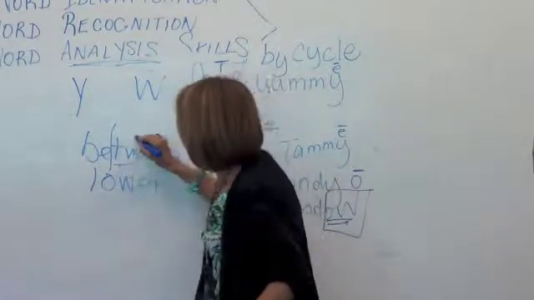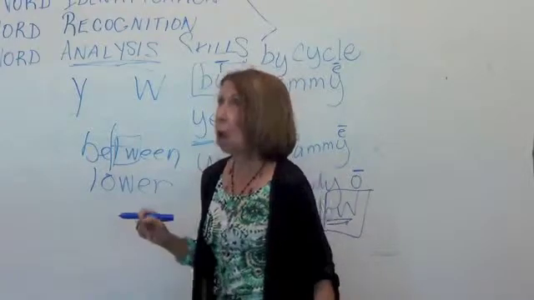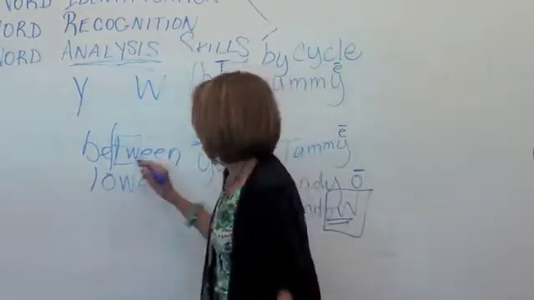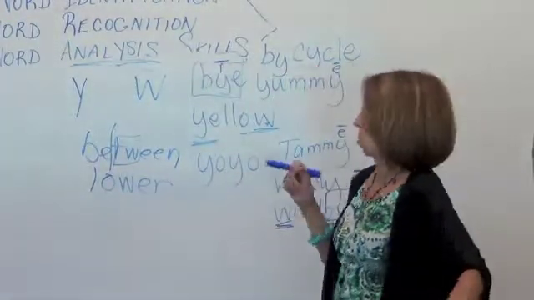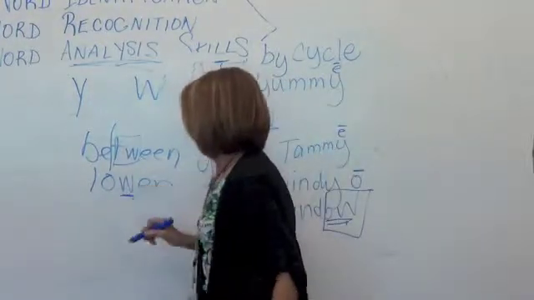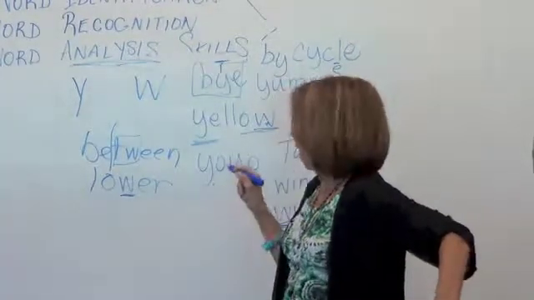Oh, look, there's another consonant blend. TW. They're not all BR, CR, FL, SC, TW. Tween, twin, twitch. Another consonant blend. But what about the W here in lower? Is it a consonant or is it a vowel?